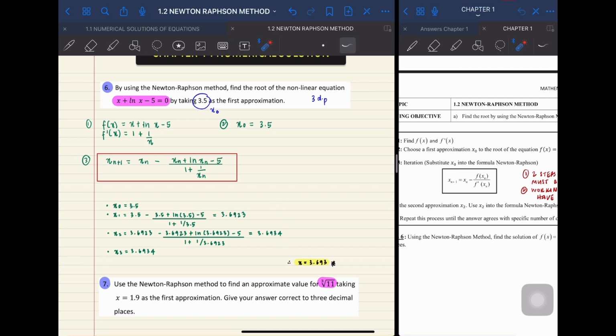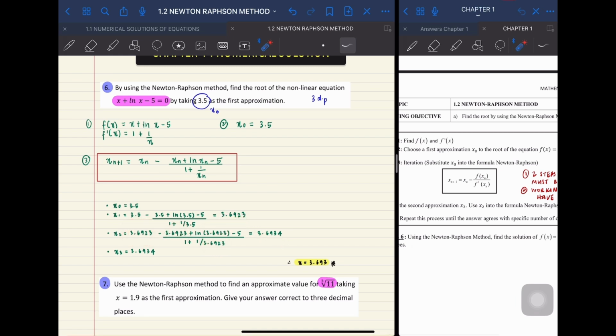Okay, substitution for the first 2 steps. So for x1, you substitute x0 into your equation, and then you get this value. And then for x2, you just need to substitute the previous value you get, which is this one, this one, this one, this one, and you get the next value.